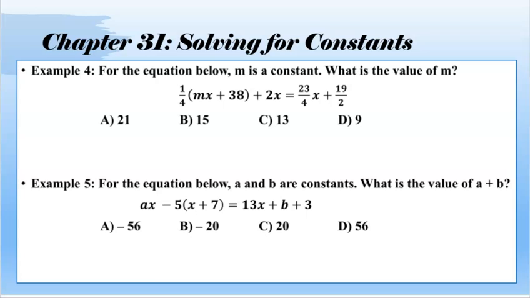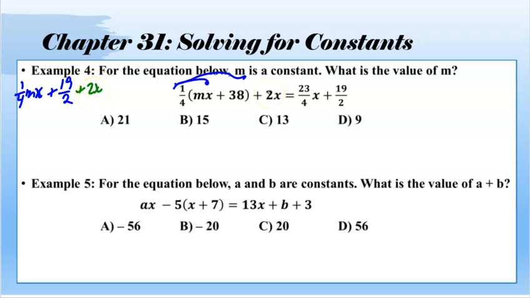Example 4, for the equation below, m is a constant. What is the value of m? So on the right-hand side, I have a simplified binomial, and on the left-hand side, I would have to distribute the 1/4. So if I distribute the 1/4, that gives us 1/4 mx, and then 1/4 times 38 would give us a positive 19 halves. Now you'll notice that both sides have 19 halves, so I can disregard that part and make the other parts equal. Now I also have a plus 2x here on the left-hand side.